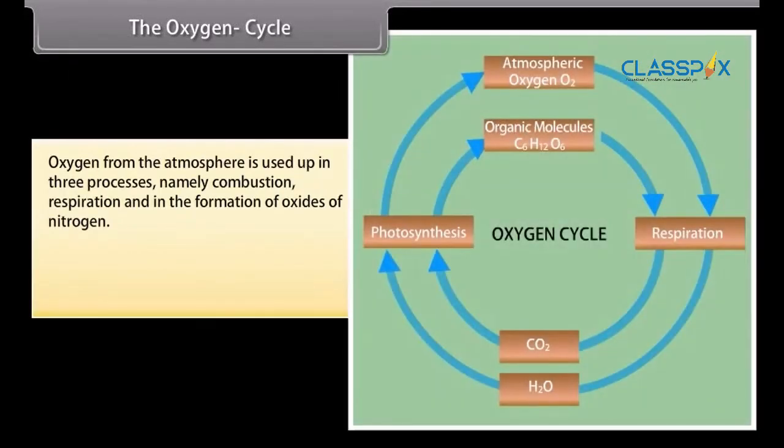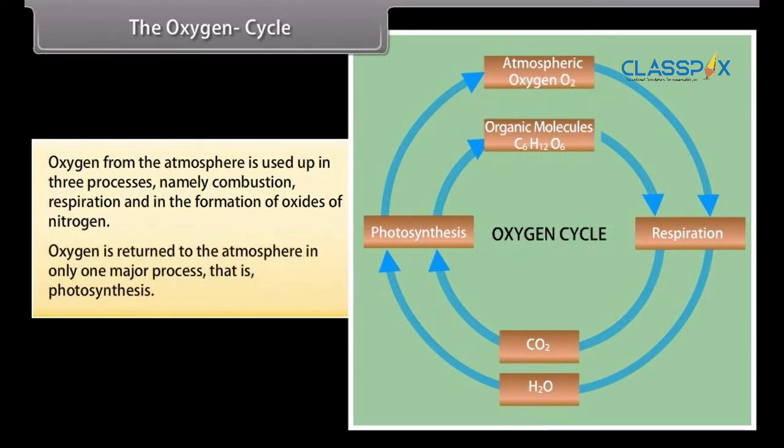Oxygen from the atmosphere is used up in three processes, namely combustion, respiration, and in the formation of oxides of nitrogen. Oxygen is returned to the atmosphere in only one major process, that is photosynthesis.